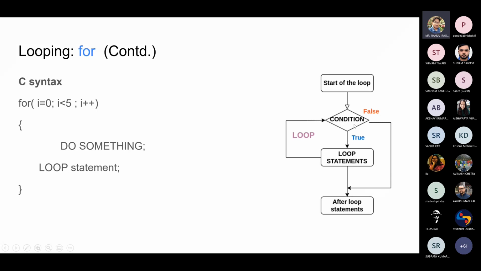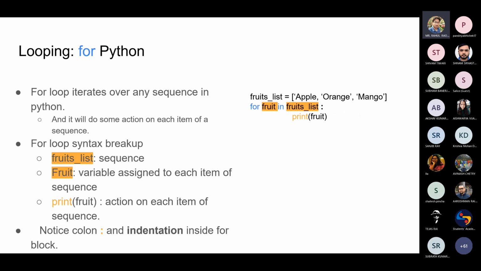And if it is not less than 5, then again we do the loop statement, and we again increment or decrement something. So this is the typical C syntax. Now we will move to the Python syntax. In Python, what do we mean by loop?